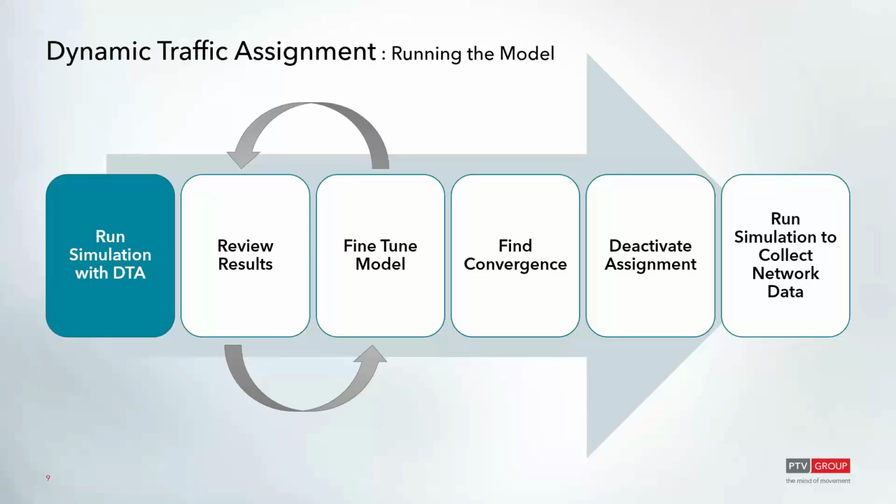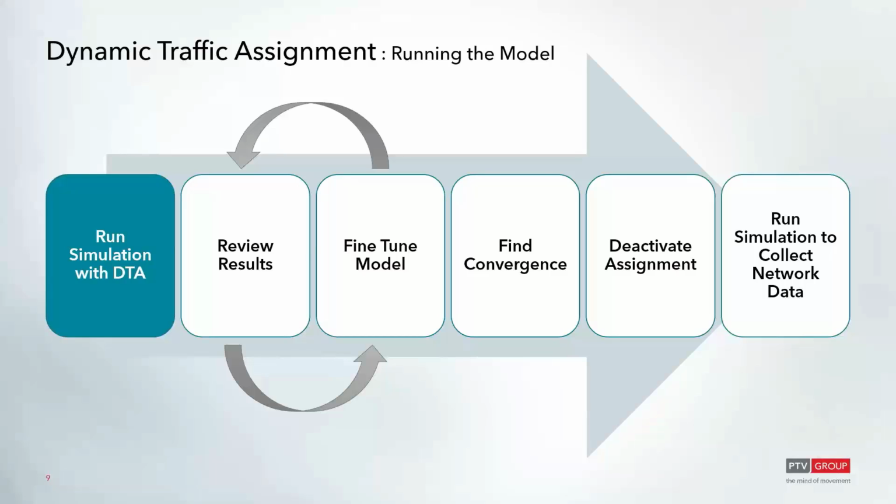And then once you've got the model all set up and fine-tuned, you can then start to run the simulation to find convergence. And after a stable state has been reached, that's when you can actually deactivate the assignment portion. And then you can run the simulation like you normally would to collect those evaluation measures.